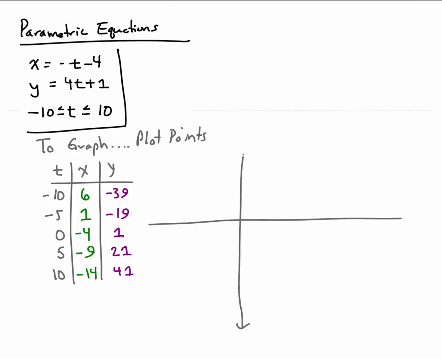So first of all, I'll go tick marks by 10 on my x and y axis. So 10, 20, 30, 40, negative 10, negative 20, negative 30, negative 40.